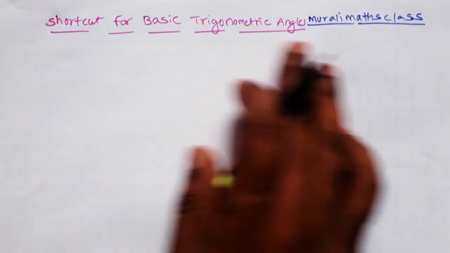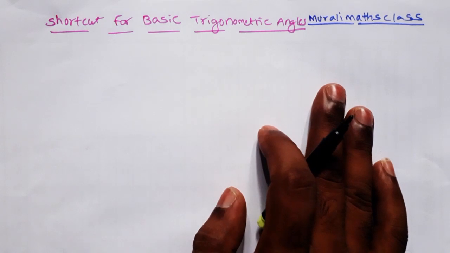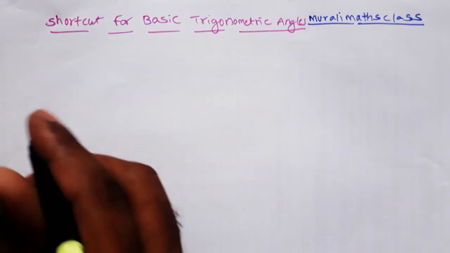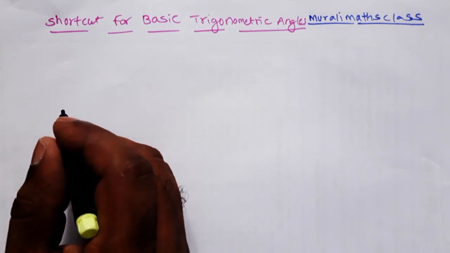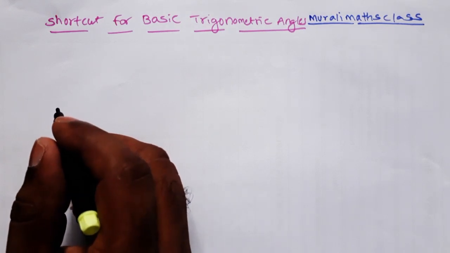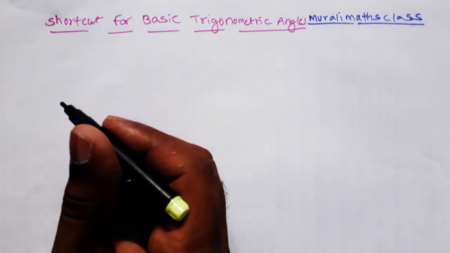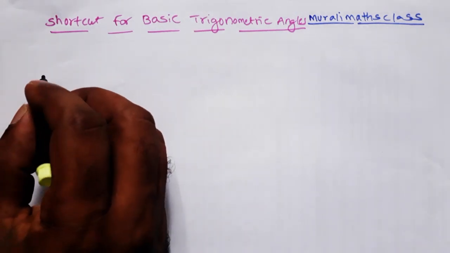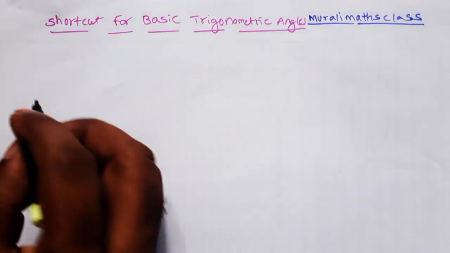So we have so many angles. All this we cannot remember. So we need to learn some shortcut for that. Okay. Now you see here. First we will write trigonometric ratios. How many do we have?